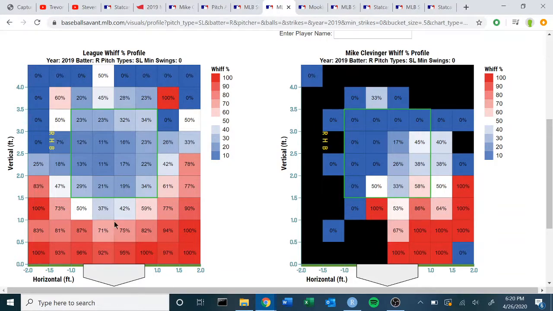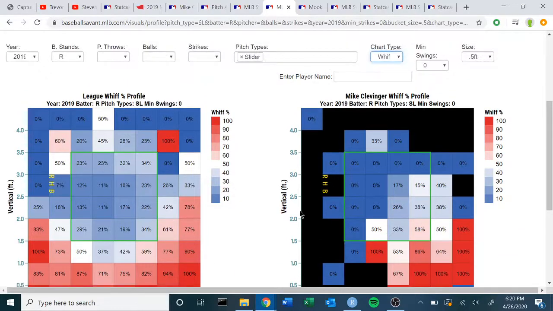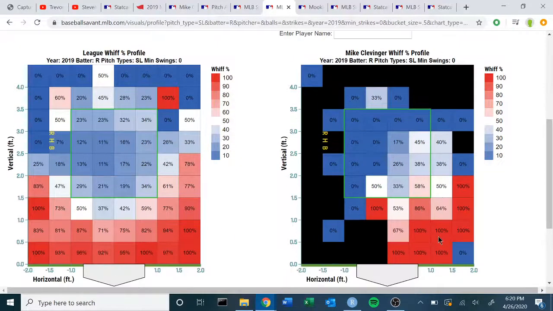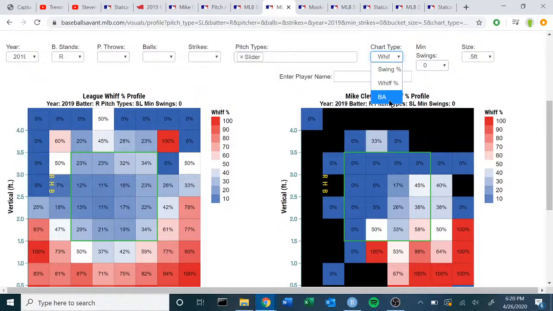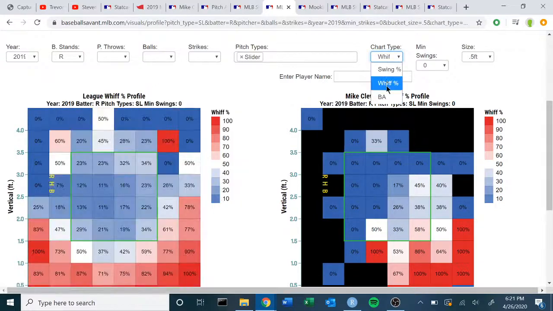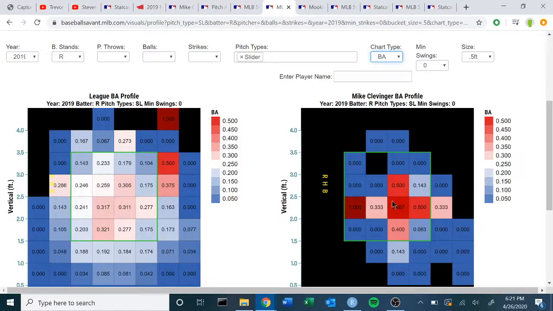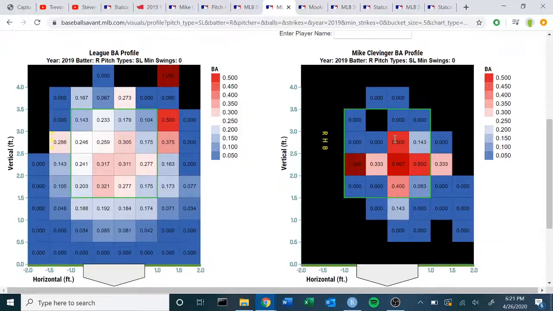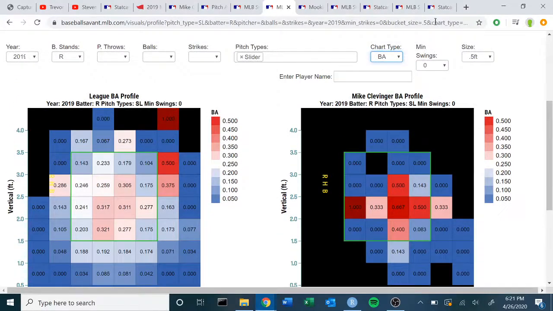Over here, you can compare that with the league whiff rate. That makes a lot of sense. That's where pitchers seem to get whiffs with sliders in general, low and away to righties. When it comes to batting average, this is not updating. Here we go. This slider is going to get hit very hard if it hangs. If it doesn't hang, it's pretty much unhittable. If it does, that's going to be a hit.